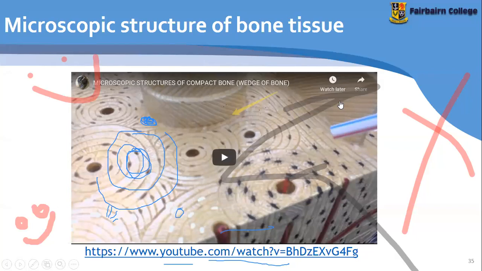Oh, and remember to do the activities. I'm going to post some questions about the animal tissue and also draw all of the diagrams.